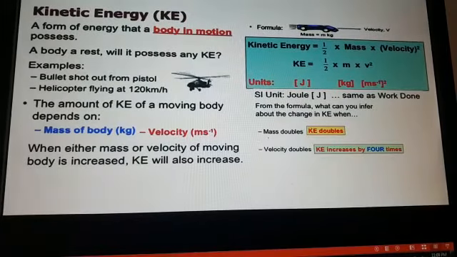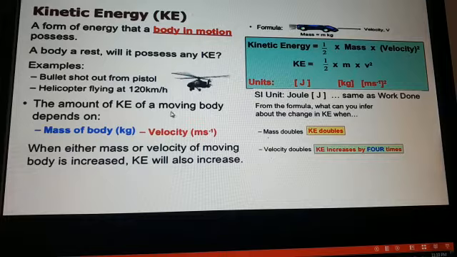And now we are explaining kinetic energy. Kinetic energy is a form of energy that a body in motion possesses. Will a body at rest possess kinetic energy? No. When it possesses motion, we can say that it has kinetic energy. Examples: a bullet shot out from a pistol, a helicopter flying at 120 km per hour. All these are moving, so we have to say they have kinetic energy.